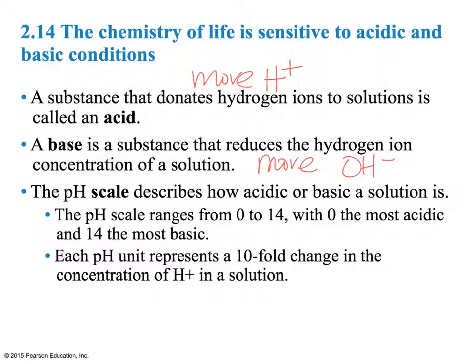Each unit on the scale is going to be a 10-fold change in the concentration of hydrogen ions. And so if we have a pH of 3 and a pH of 4, it's not just one difference, it's a 10-fold difference in hydrogen ion concentration, where 3 is going to have 10 times more hydrogen ions than a pH of 4, because the lower we get, things are going to be more acidic, and so that just means that there's even more hydrogen ions.